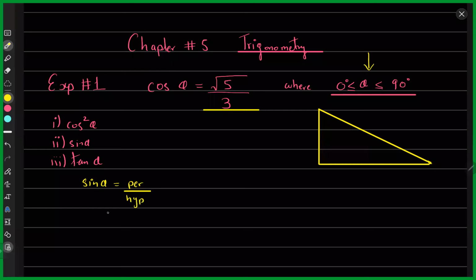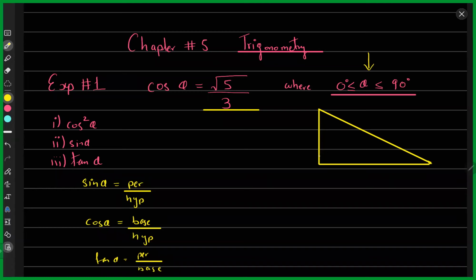hypotenuse. It could be that you guys have your own method to remember this. This is how we discussed in the early classes. So cos is base over hypotenuse.